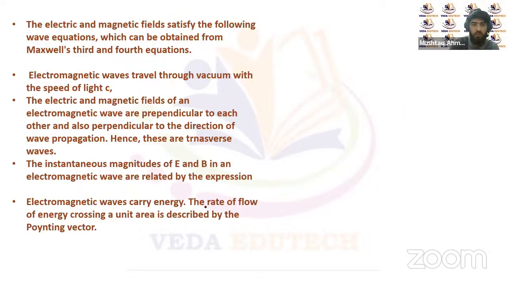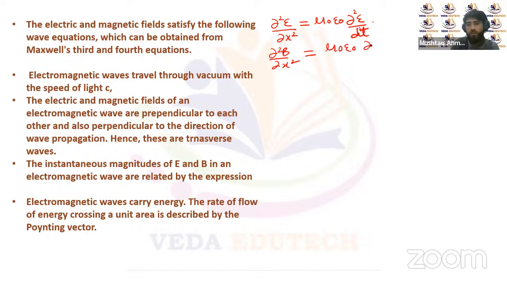First of all, the equation of the electromagnetic waves: del square E upon del x square is equal to mu naught epsilon naught del square E upon del t square, right? So this will be the wave equation for the electromagnetic wave. Similarly, in the form of the magnetic field, del square B upon del x square will be equal to mu naught epsilon naught del square B upon del t square, right?